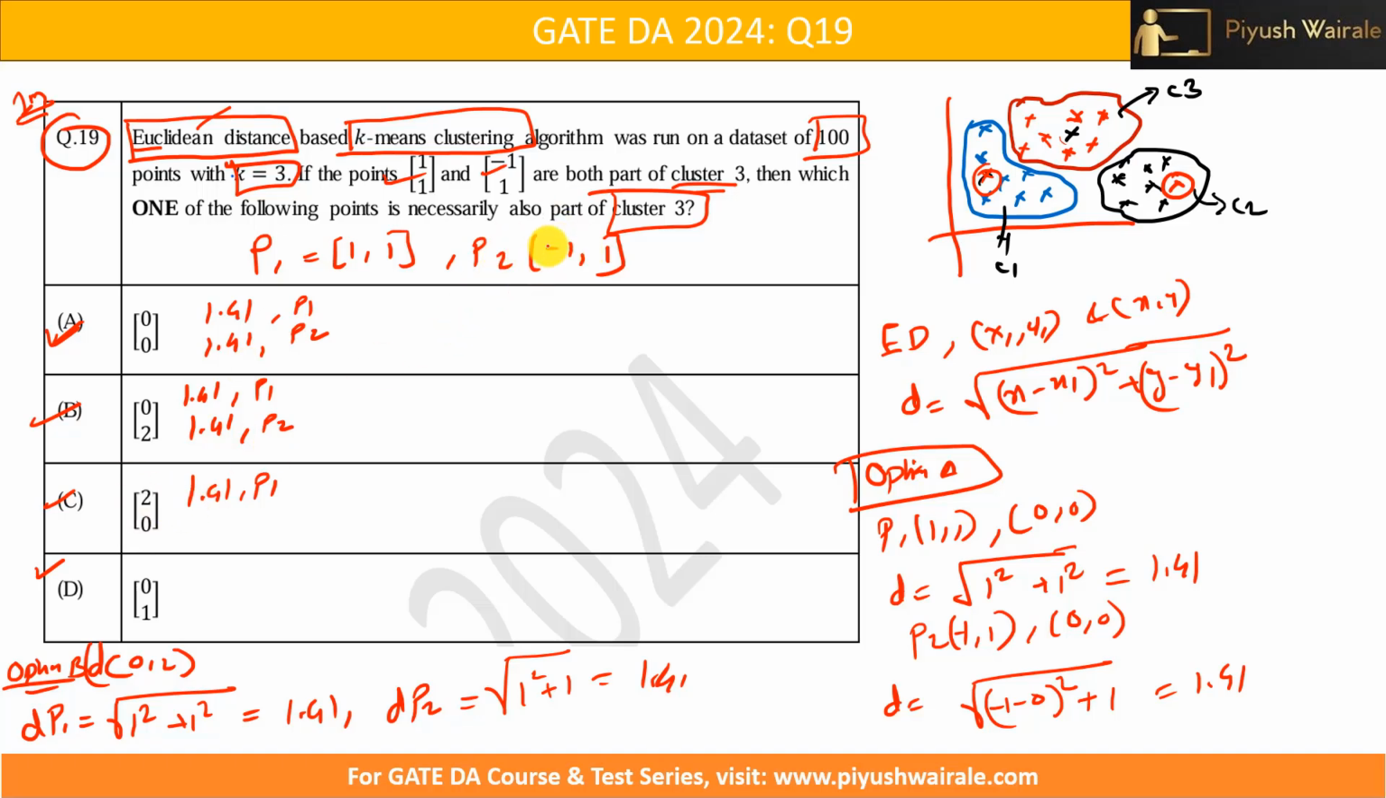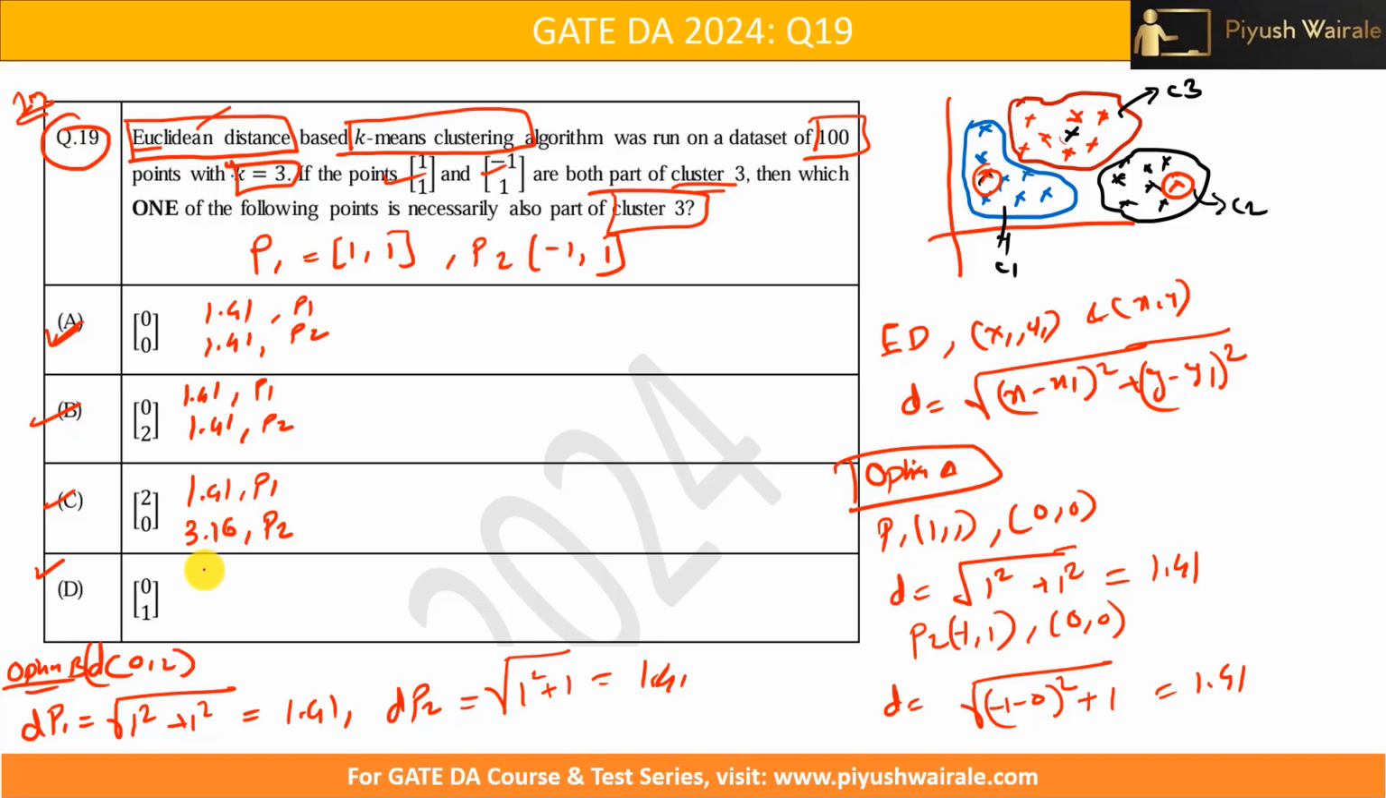Now from this point to P2: 2 minus of minus 1 is 3. So 3 square plus (0 minus 1) whole square, which is 1. So 3 square plus 1 square is 9 plus 1, that is 10, under root of 10. That is basically 3.16, for P2.